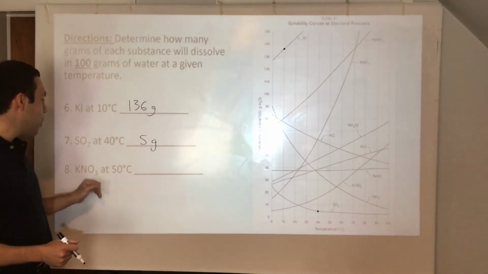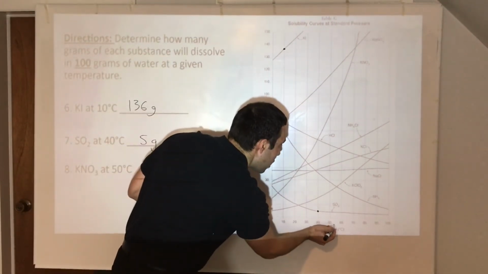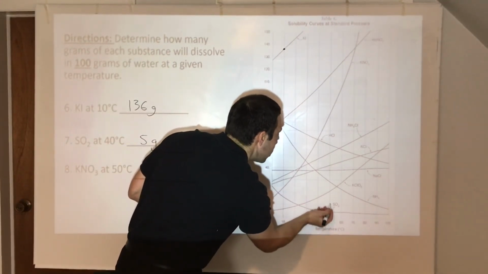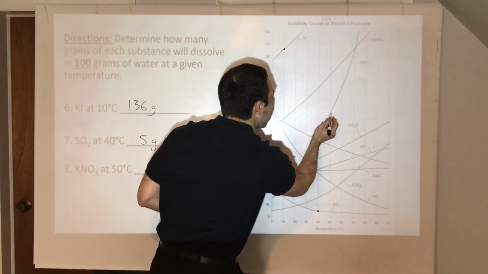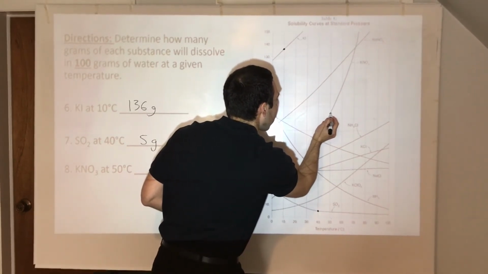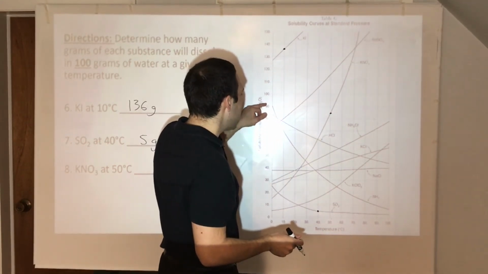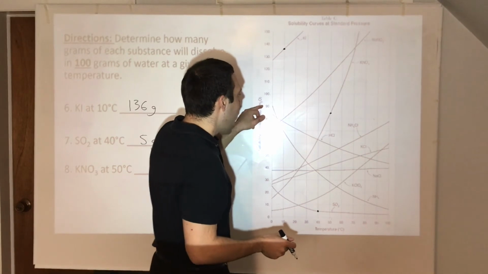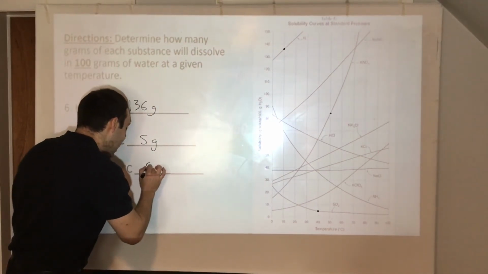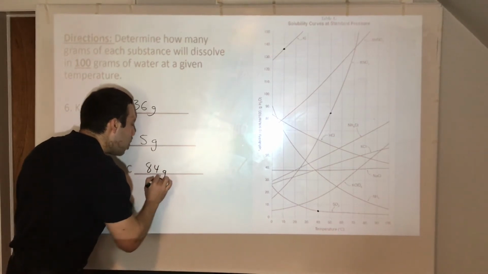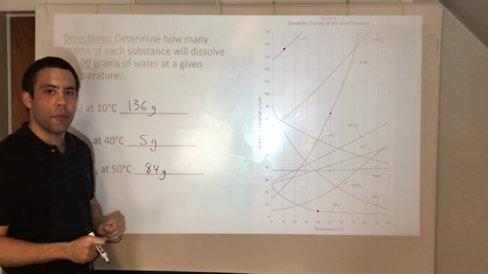Last one, KNO3 at 50 degrees Celsius. Once again, 50 degrees Celsius, we find KNO3, which is a little bit farther up, right about here. And again, halfway in between 80 and 90. I'm going to say it's a little bit less than halfway, so I'm going to say 84 grams. Or if you said 85, 83, that would also be acceptable.